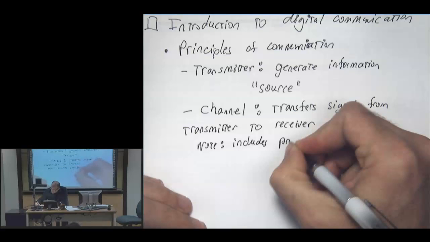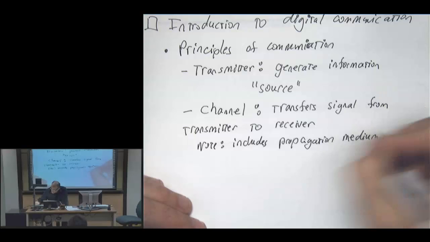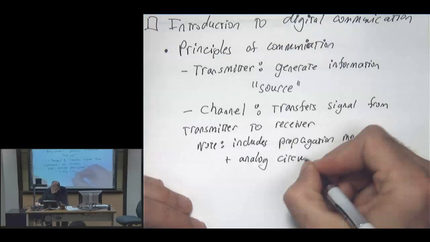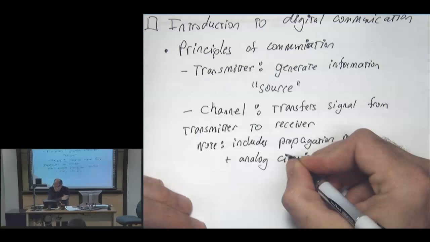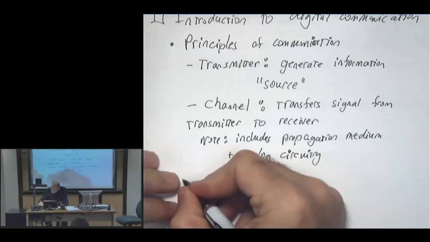So it includes whatever's happening in the environment, as well as what can be happening in the analog circuitry. So the effects of having non-ideal circuit components are typically also lumped into this whole thing that we call channel. So transmitter, channel, and you can probably guess the third one here, that's receiver.